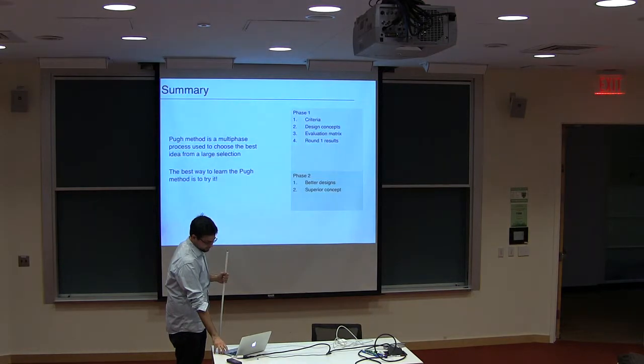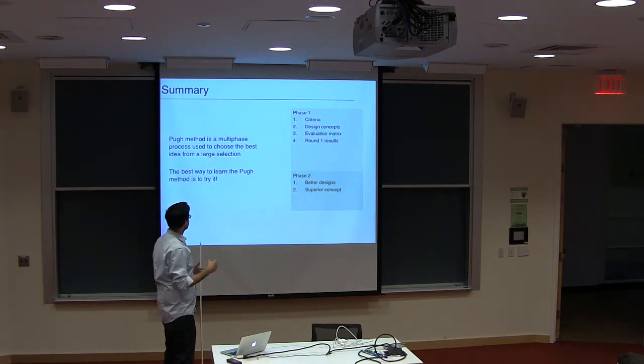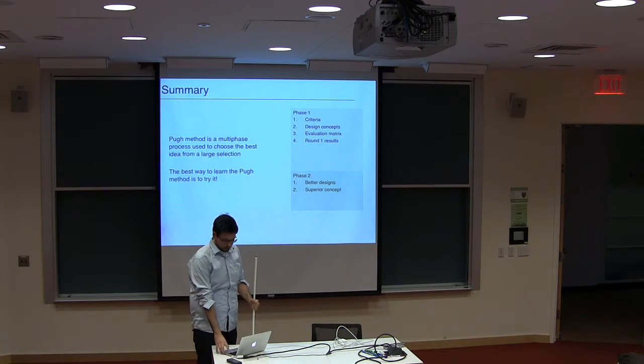So, in summary, the Pugh method is a multi-phase process that is used to choose the best idea from a large selection. But really, the best way to do it is to actually try it. And make sure you compare the ideas to that.